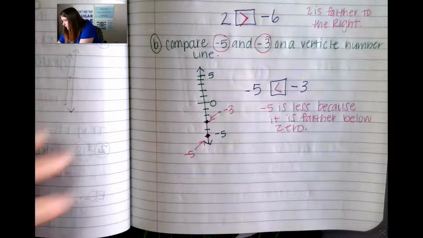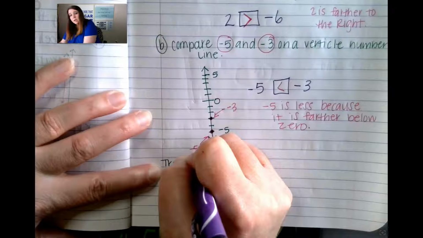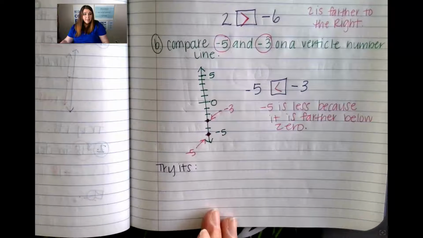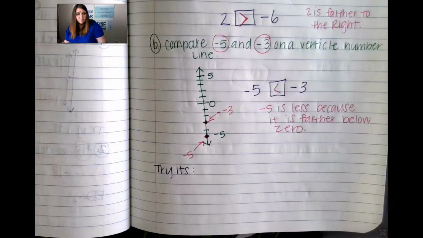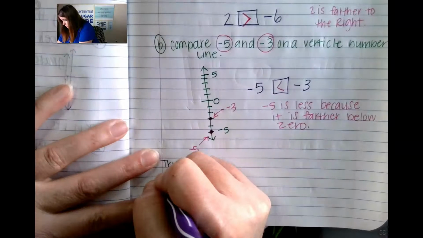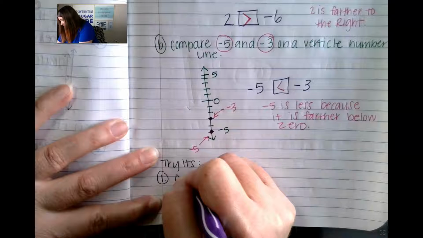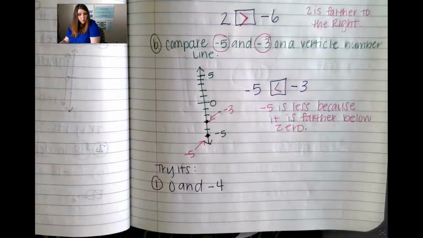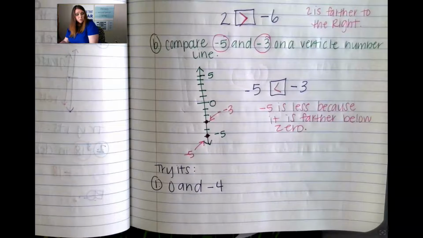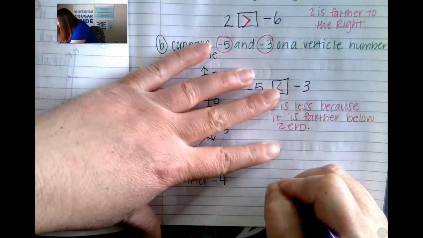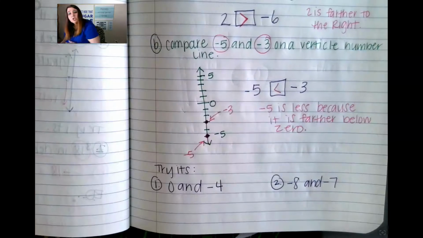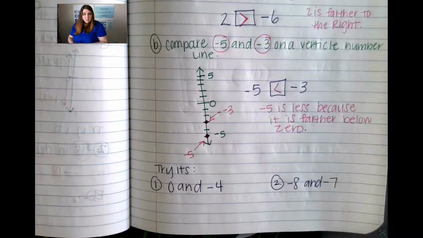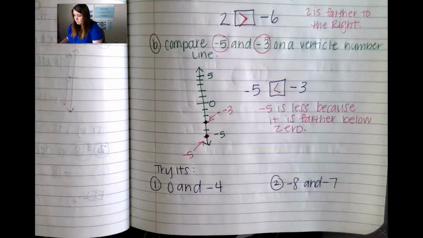Let's do our try-its so you can practice identifying which one is greater and which one is less. The first one we have is 0 and negative 4. Go ahead and compare those. And then the last one we are going to do is negative 8 and negative 7. You can use whichever type of number line you prefer on these two try-its. Go ahead and hit pause right now so that you don't hear me solving.